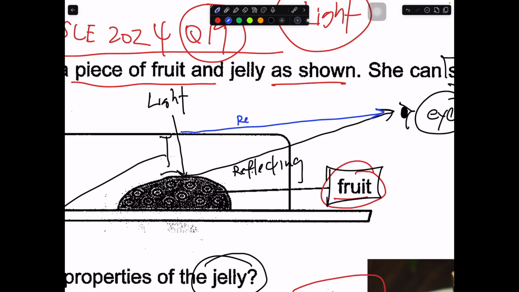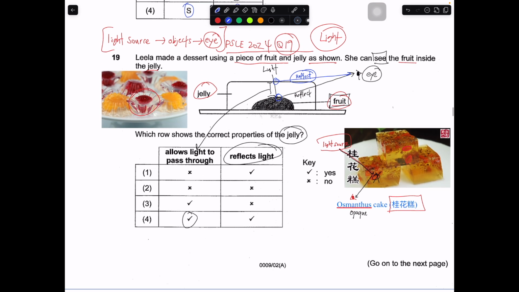So this is the second set of arrows that I should draw. It shows the reflection of light off the jelly into the person's eye, so that she can see the jelly and the fruit itself. So with that, the answer should be number 4. Number 4 should be the correct answer.